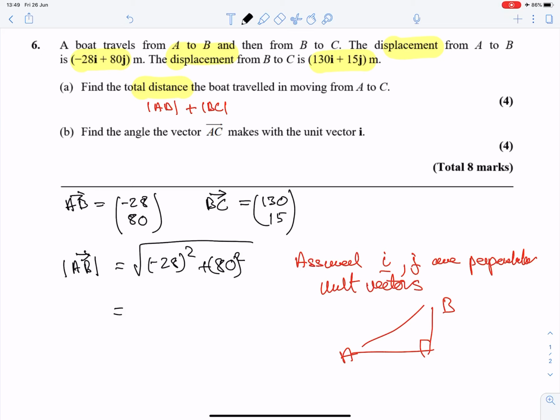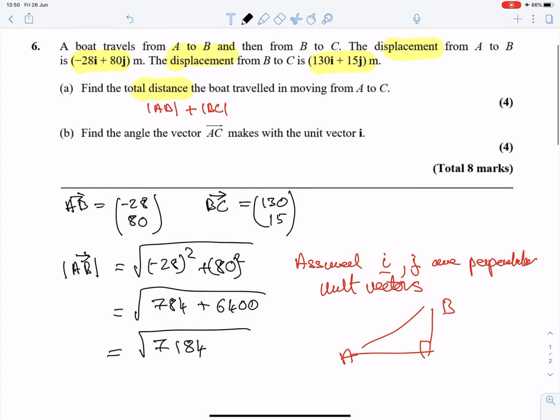Negative 28 squared, well, negative times a negative is positive. 28 squared, well, that's 30 minus 2 squared. 30 squared is 900, minus 2 lots of 30 times 2, which is 120, so that's 780, plus 4 is 784, plus 6400. Okay, so that gives us a total of the square root of 7184. That really is probably a calculator kind of activity, but we don't need to worry about that because we want the total.